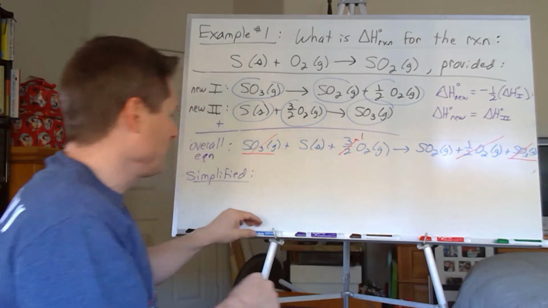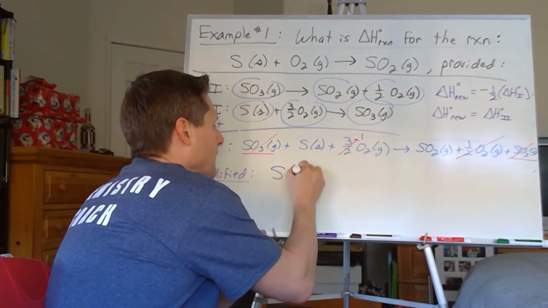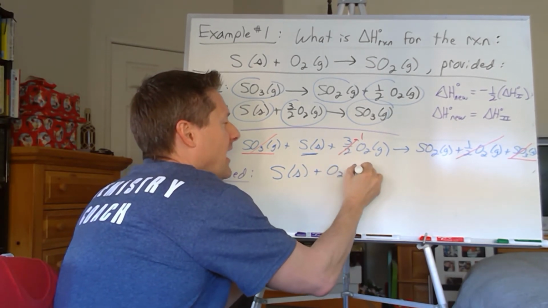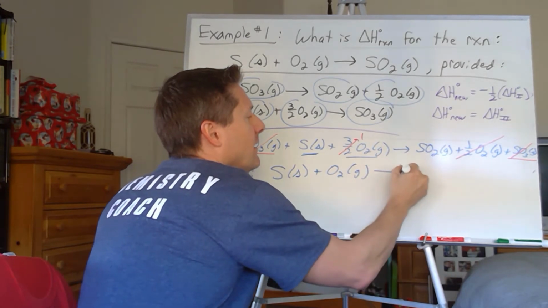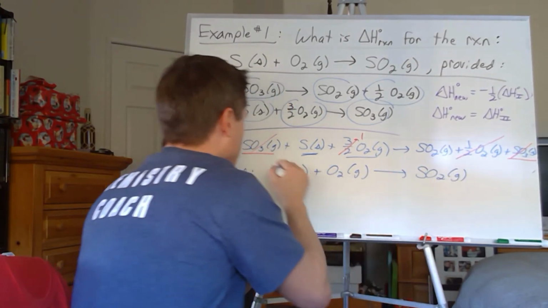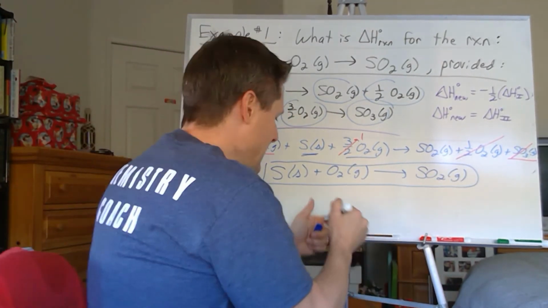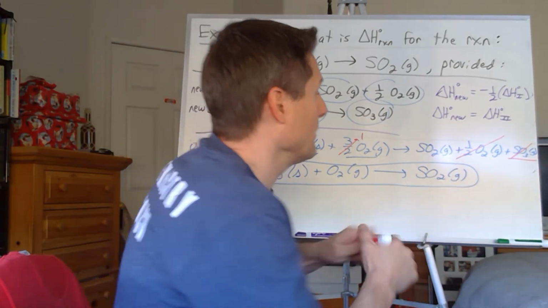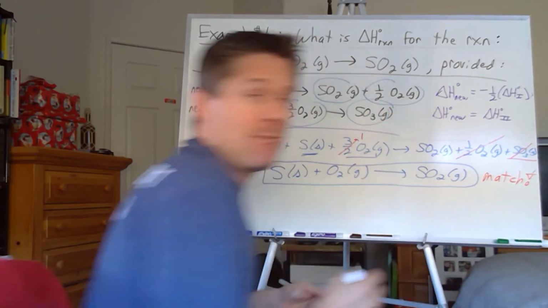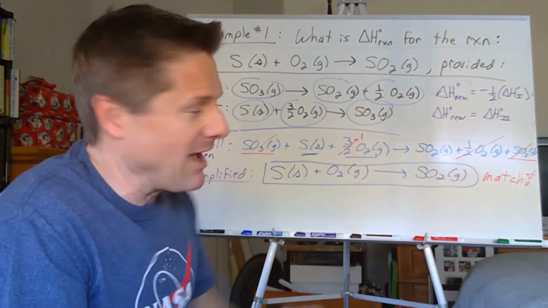Otherwise, you're just guessing. So the sulfur trioxide's gone, so we're going to get solid sulfur right there, plus 1 mole of oxygen gas right there. And we've got 1 mole of sulfur dioxide gas there, and those are both gone. Does that match? It does! Yay! So we can move on. If that did not match, you manipulated things incorrectly. All right, that would be a problem.